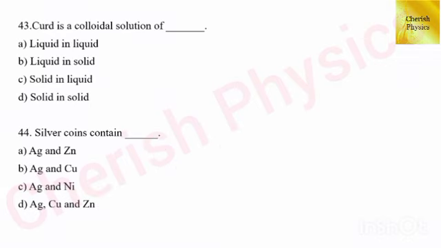43rd question. Curd is a colloidal solution of dash. The answer is option B, liquid in solids. 44th question. Silver coins contain dash. Option B, Ag and Cu. That is silver and copper.